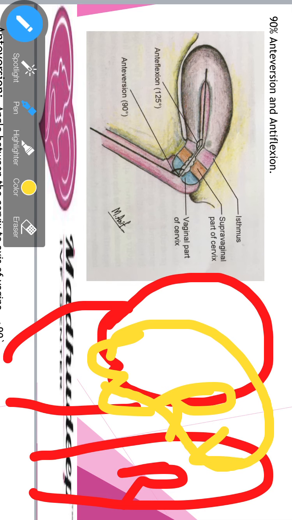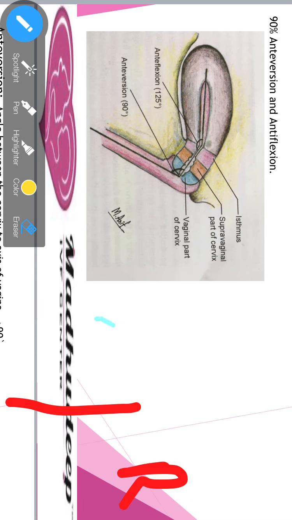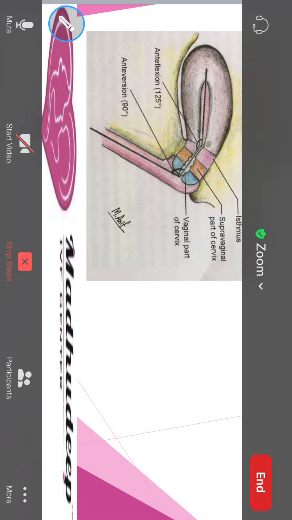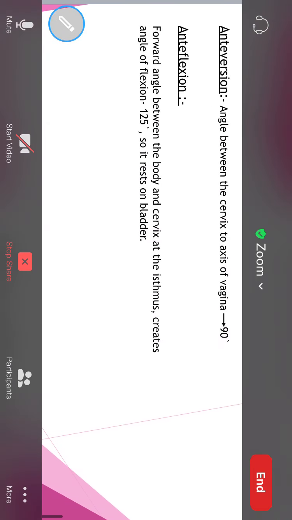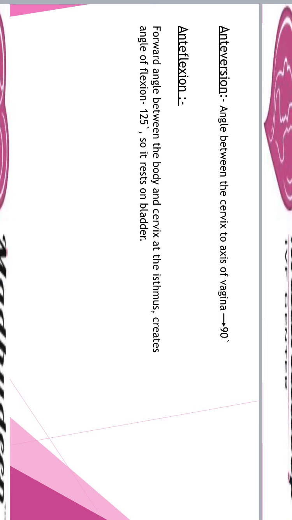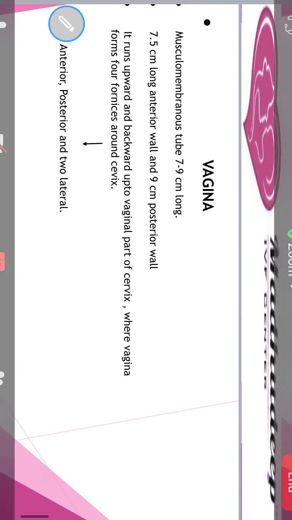What is anteverted? What is retroverted? There is difficulty in getting pregnant if there is a retroverted uterus because the axis is totally changed. So the sperm has difficulty traveling in a retroverted uterus. So there is always a problem in getting pregnant with a retroverted uterus. So it is clear: anteversion, anteflexion.